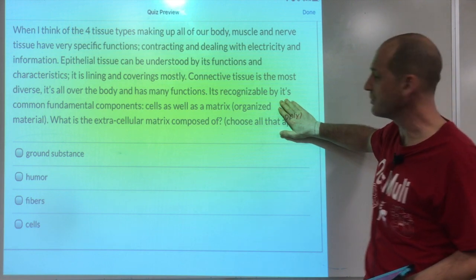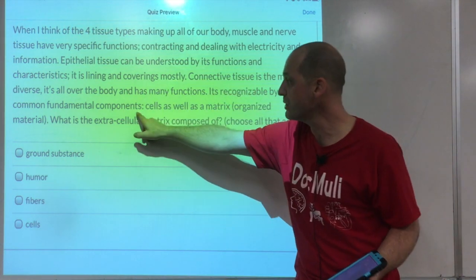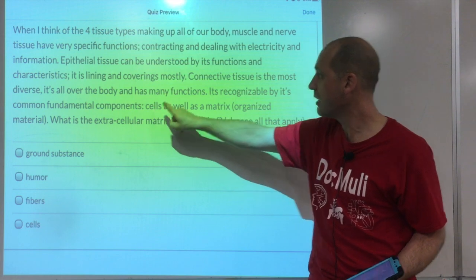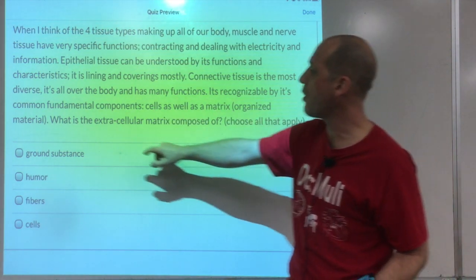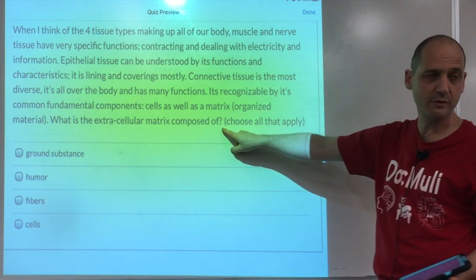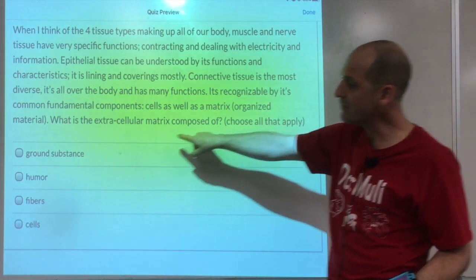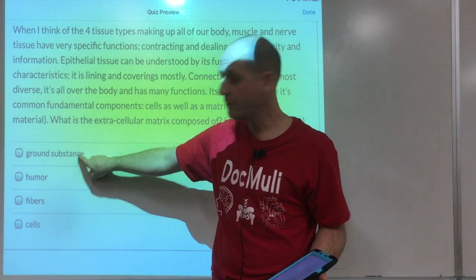What's similar about those two? Well, the components are, we have cells and we have an extracellular matrix. What is the extracellular matrix composed of? Ground substance and fibers.